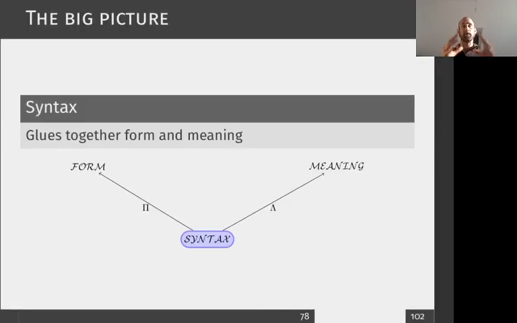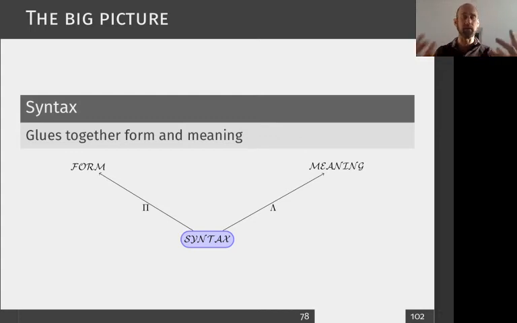Okay, so I want to take a step back and think about the big picture here. The picture that we work with looks something like this picture. This is the grammatical architecture that we're assuming. Syntax here is supposed to glue together form and meaning. So we have this blue circle, syntax, and arrows pointing out from it, this pi labeled arrow pointing to form, and this lambda labeled arrow pointing to meaning. And this is to be understood as: syntax does something, produces some structure maybe, and pi, the interface pi, interprets it as a form, and the interface lambda interprets it as a meaning.